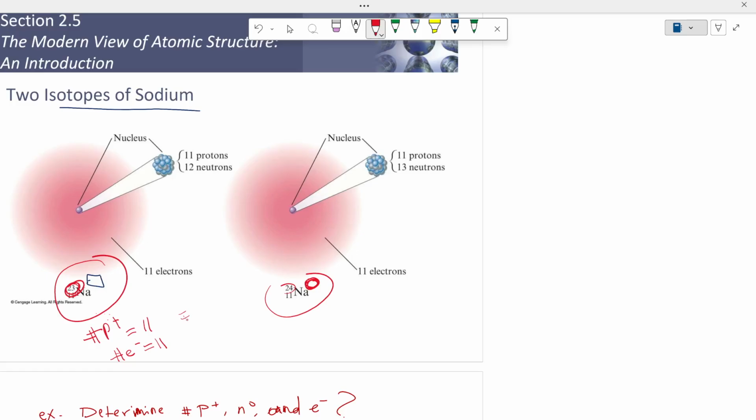How many neutrons? We said that the mass number, which is the upper number, equals the number of protons plus neutrons. Now this mass number is 23 for the first, minus 11, so this equals 12. And for the second, it will be 13. So why are these isotopes? Because they are atoms of the same type. Both are sodium. Both have the same number of protons, but different mass numbers.